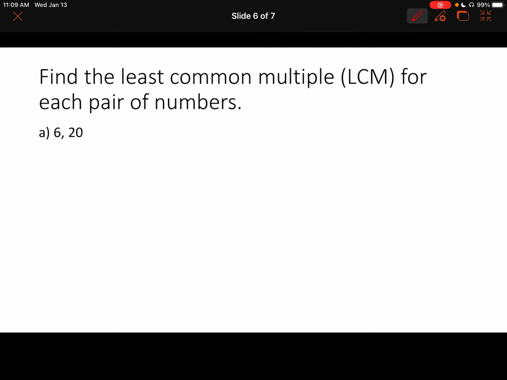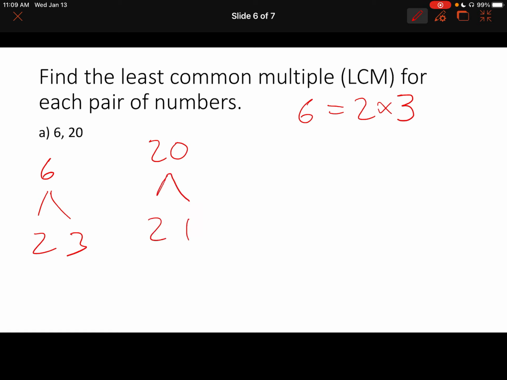All right. So we have 6 and 20. 6 is 2 times 3. And 20 is 2 times 10. 2 is prime, and 10 is 2 times 5. So we've branched that out. It all branches in prime numbers. And 20 is going to be equal to 2 times 2 times 5.